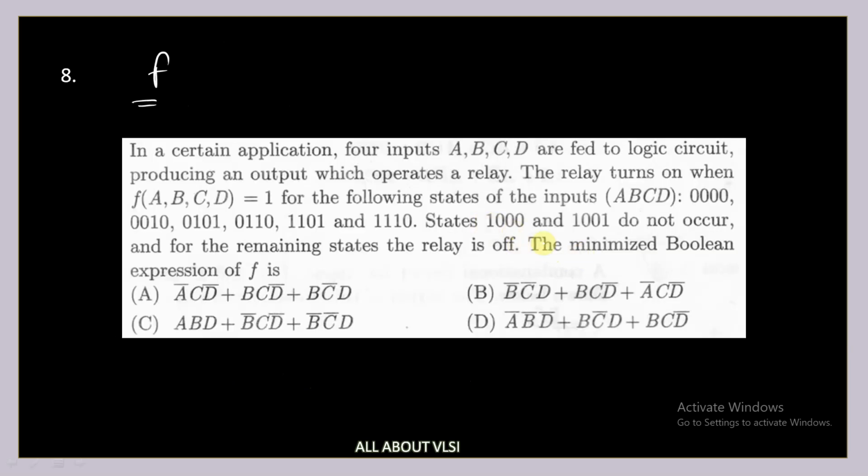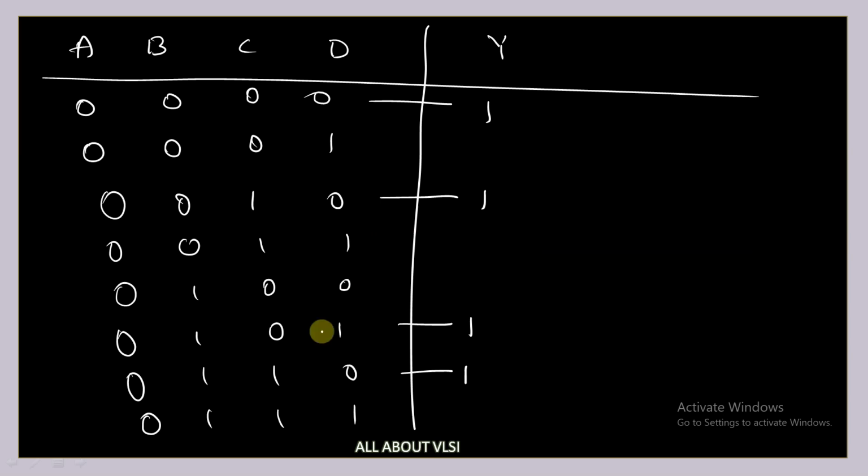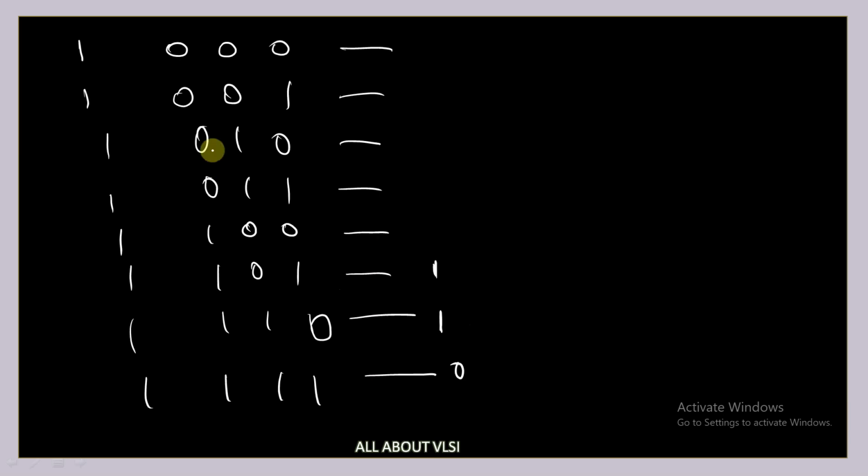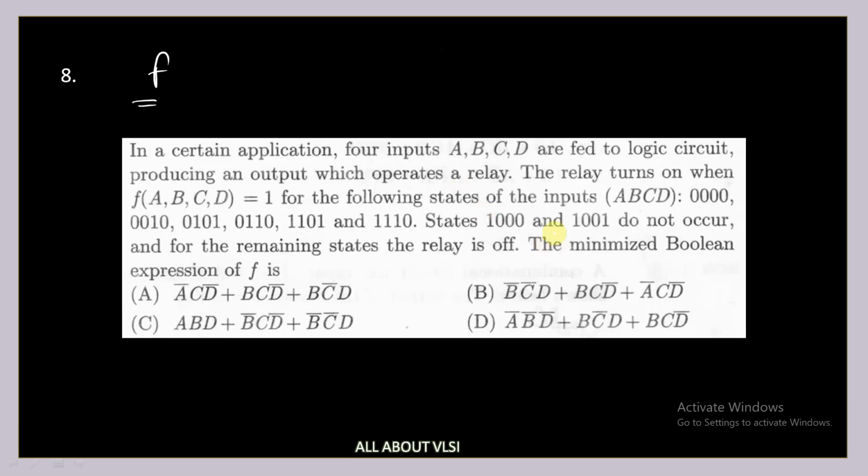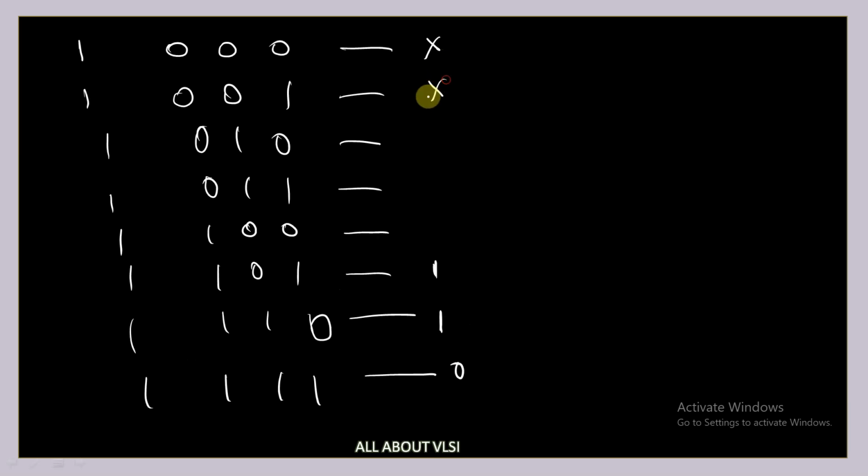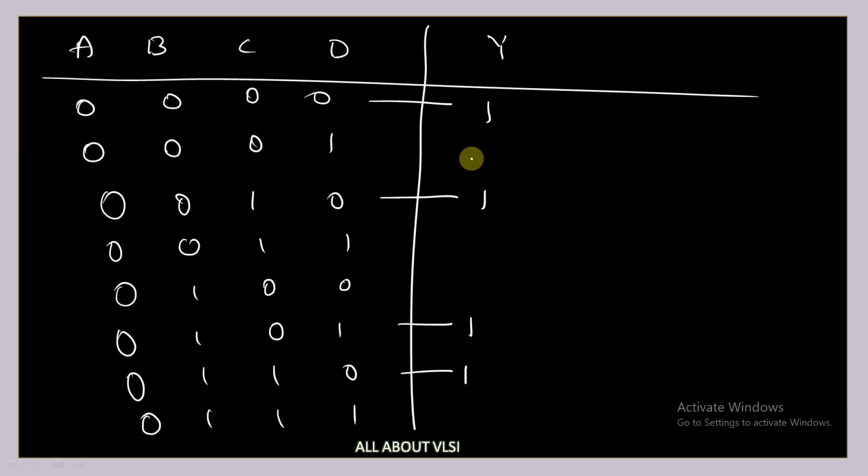And remaining, what else do we have? 1 triple 0 and 1 double 0 1 should not occur. So I am taking them as don't cares, and the remaining are all zeros. For all these conditions, I am going to get my output as 0.